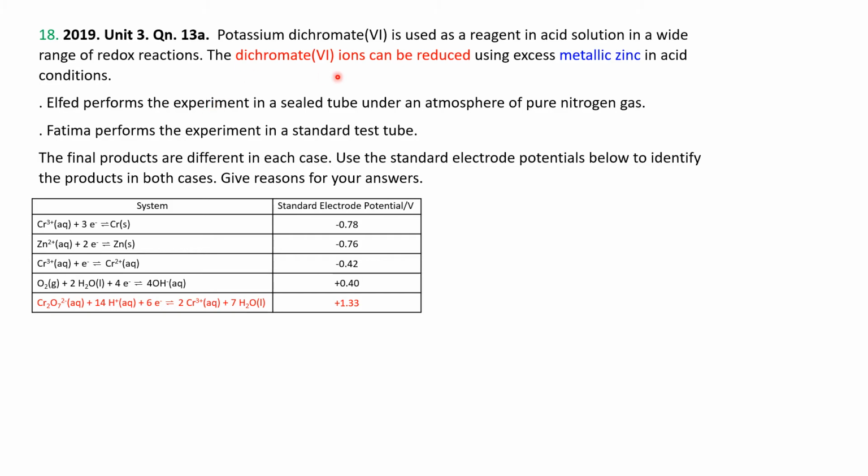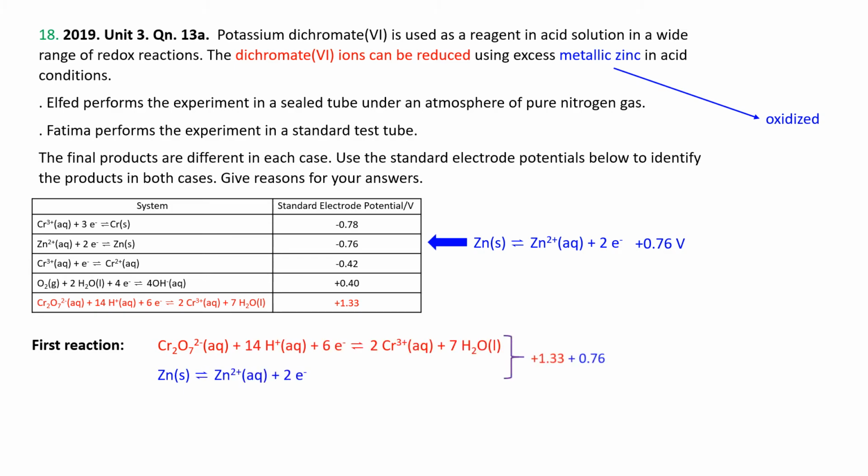Okay, now these ions can be reduced, so that's what we want, the reduction there, using excess metallic zinc in acidic conditions. Well, we know about zinc, metallic zinc here, but here it's the product of a reduction. Well, that's fine because this is our reduction, so we now need the zinc to be involved in an oxidation, and so we just do our usual bit there, take the reduction, flip it around, change the sign, so plus 0.76 volts. So the first reaction that's going to happen when you take dichromate and metallic zinc is quite simple.